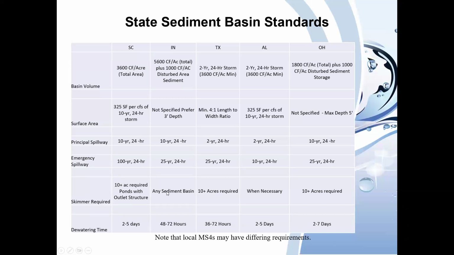Indiana, basically, again, any sediment basin, so it's got that outlet structure, they want it. Texas, 10 acres. Alabama kind of says when necessary, but again, the way that's enforced typically, depending on where you are in Alabama, since different parts of the state enforce differently, is if you have an outlet structure versus a rock outlet. And then Ohio is 10 plus acres required, but most MS4s enforce it the same way: if you've got an outlet structure versus a rock dam, they want to see a skimmer.